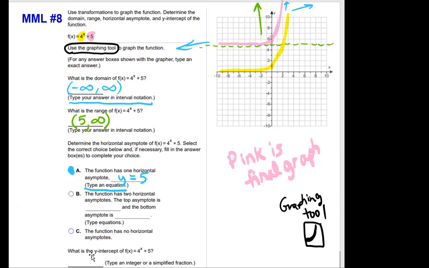And then it says, last question at the bottom, what is the y-intercept? This thing crosses the y-axis here. Remember, it was at 1 and it went up 5. That lands it at 6. And it doesn't want an ordered pair, so just say 6. That's all it asked for. So that was number 8.